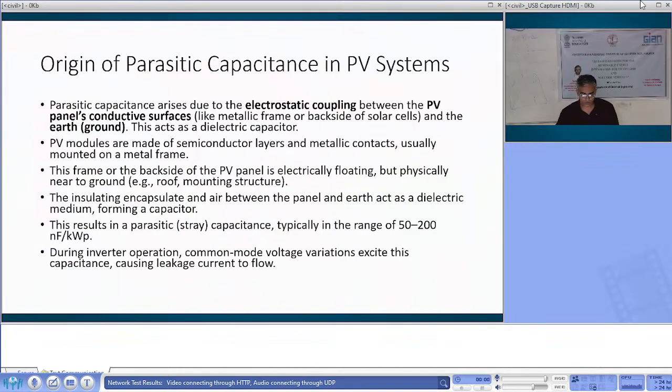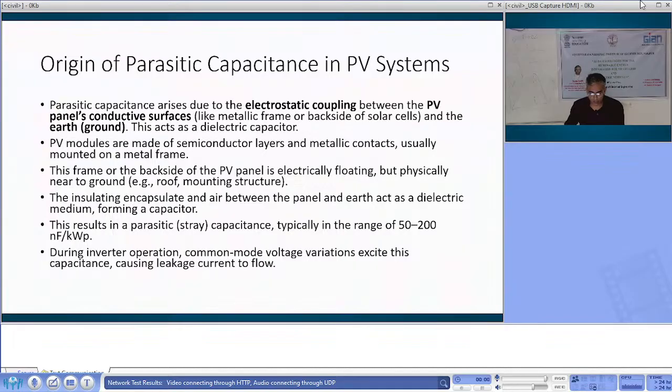Okay. So how to do this? How to achieve this? First, we'll study the origin of parasitic capacitance in PV system. So the parasitic capacitance arises due to the electrostatic coupling between PV panels, which have conductive surface like metallic frame or backside of the solar cell, and earth ground. This acts as a dielectric capacitor. Okay, so here you have the solar cell that is at some potential, and then you have the grounded supporting system, frame and all. Okay, so in between it forms the capacitance.